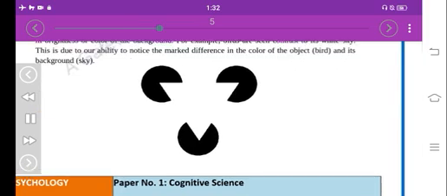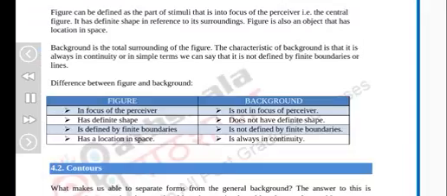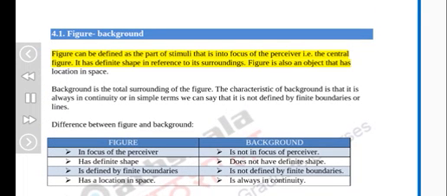Psychology Paper Number 1, Cognitive Science. 4.1 Figure-background. Figure can be defined as the part of the stimuli that is in focus of the perceiver, i.e. the central figure. It has a definite shape in reference to its surroundings. Figure is also an object that has location in space. Background is the total surrounding of the figure. The characteristic of background is that it is always in continuity, or in simple terms, it is not defined by finite boundaries or lines.